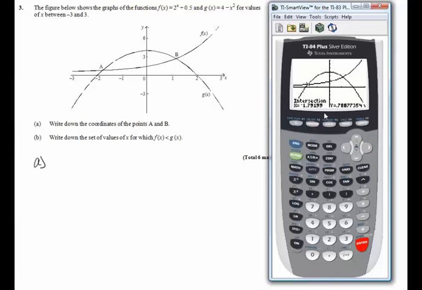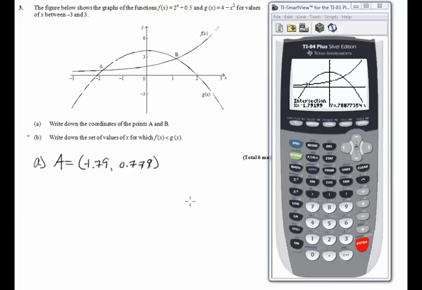I don't need to move my cursor once I have it close. It'll figure it out. So the first value, and don't forget this is A, has the coordinates, and we will say it's negative 1.79, 3 significant figures, and 0.779 is the second one. That 8 rounds up to a 9. And now I need to find the second intersection, B.